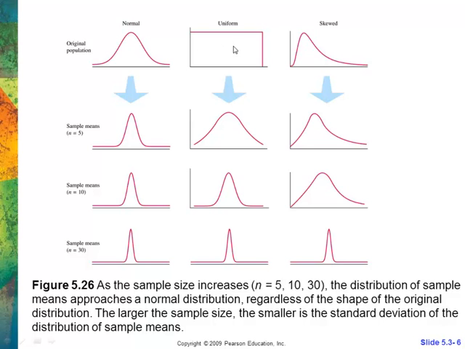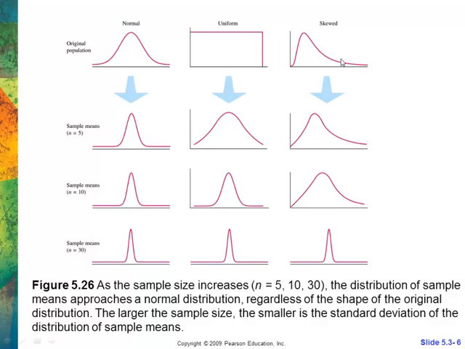However, if I have a uniform curve, where everything is uniformly distributed, like our dice rolls, as I take 5, I get a little more normal with some wide standard deviation. With a sample size of 10, I have a normal curve with a smaller standard deviation. And as I get to 30, I have a normal curve with almost no standard deviation.